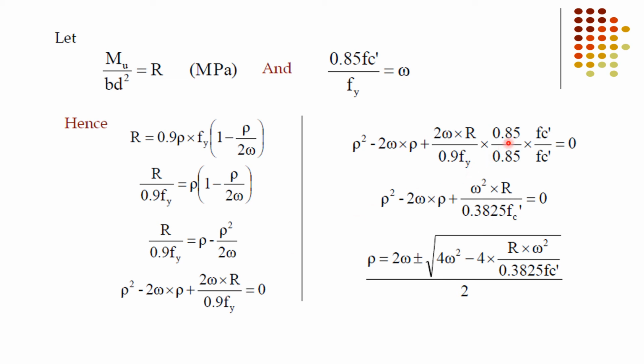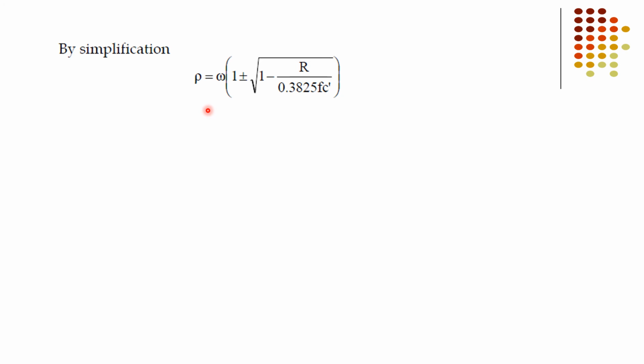Okay, and 0.85 fc prime over fy will become omega, then this will become omega square, and downward I will get 0.9 multiplied by 0.85, then divided by 2, this value will come. Now putting in the quadratic equation, rho is equal to minus b plus minus square root of b square minus 4ac divided by 2a. A is 1, so that's why this is. After simplification, this value will come for rho, the reinforcement ratio.